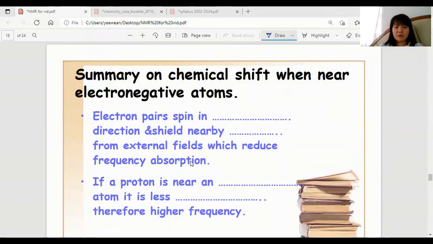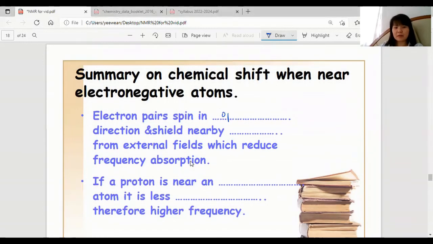And as for electronegative atoms, electron pairs spin in opposite directions and shield nearby protons from the external field, which reduces frequency absorption. If a proton is near an electronegative atom, it is less shielded. So that's de-shielded, and therefore has a higher frequency.